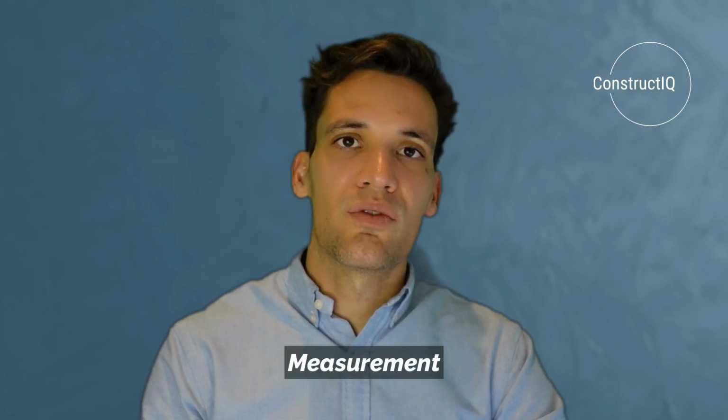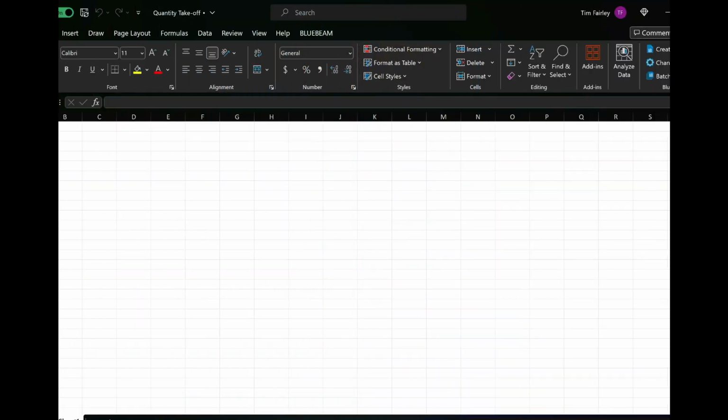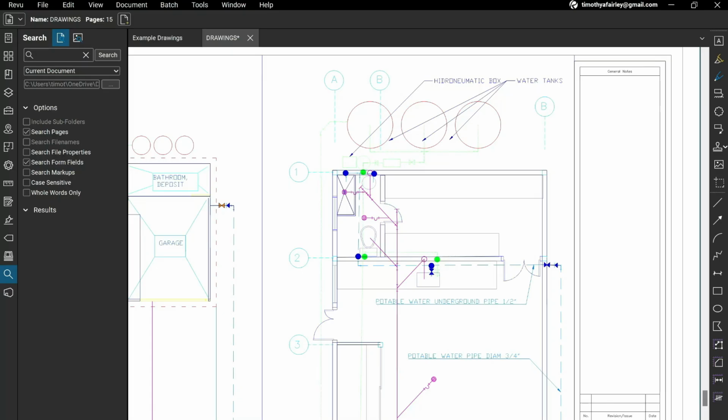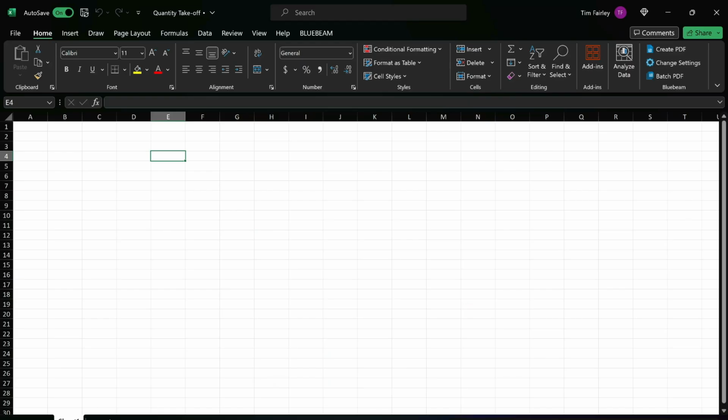Now, let's go on to our worked example of measuring all of these key quantities. To complete our quantity takeoff, we'll review the electrical drawings and the plumbing drawings, and we want to measure all of the key quantities. We just open an Excel document to set this up.